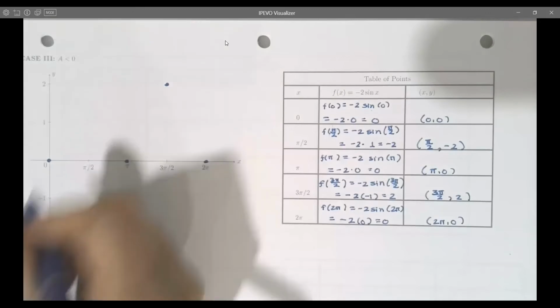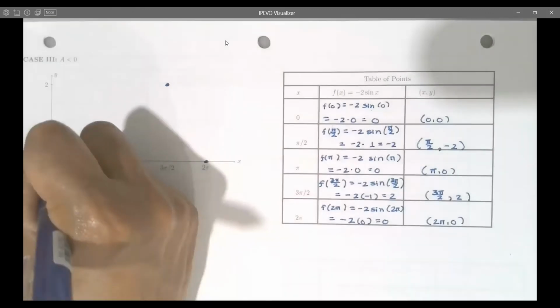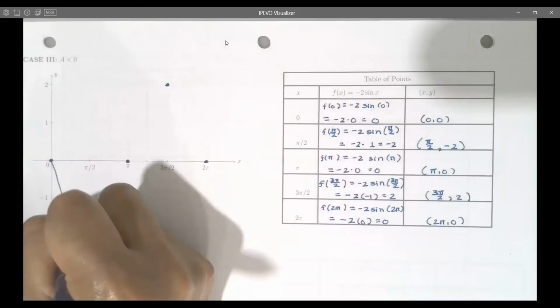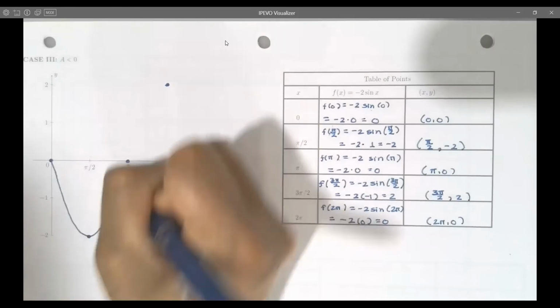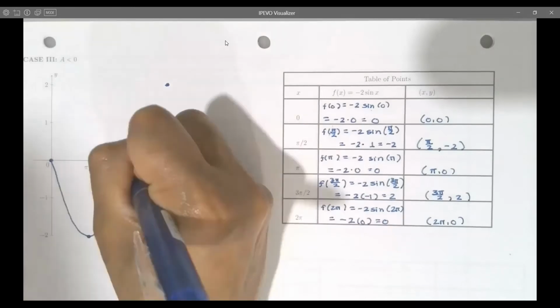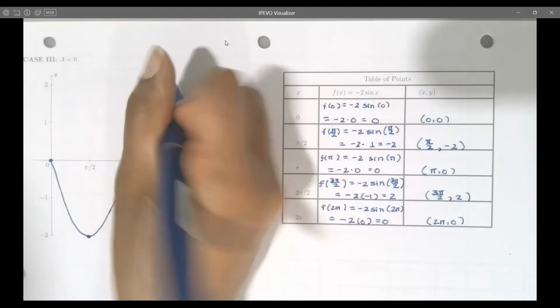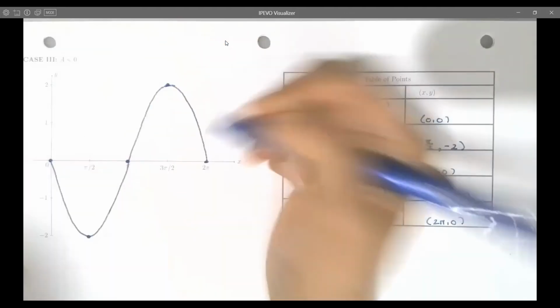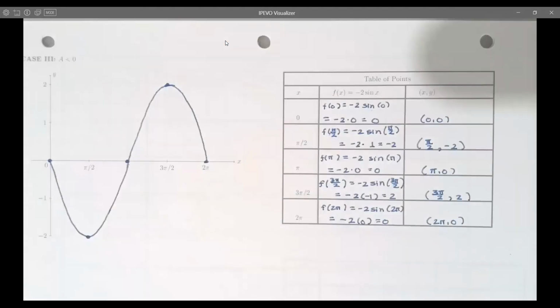All right, and so now we get to draw the curve. We can just estimate, but just always remember these are not straight lines. There's actually a curve to them. It looks like that. All right, so 2 things are happening to this graph when we compare it to the original sine graph.